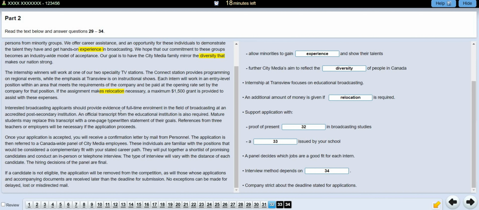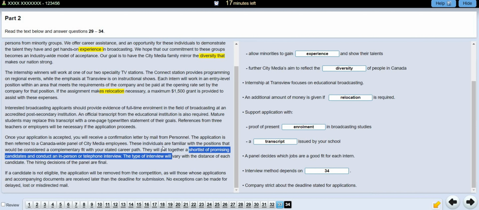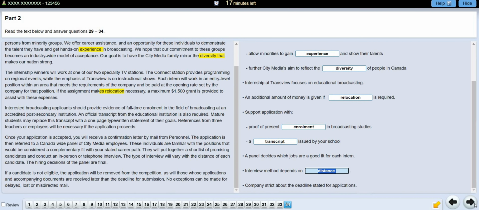So we have already figured out the answer as I'm short of time. As a proof of enrollment over here, the dash would be issued by your school. So probably they're talking about a transcript. Interview methods depend upon, what did I write earlier? The distance. So that will be it.